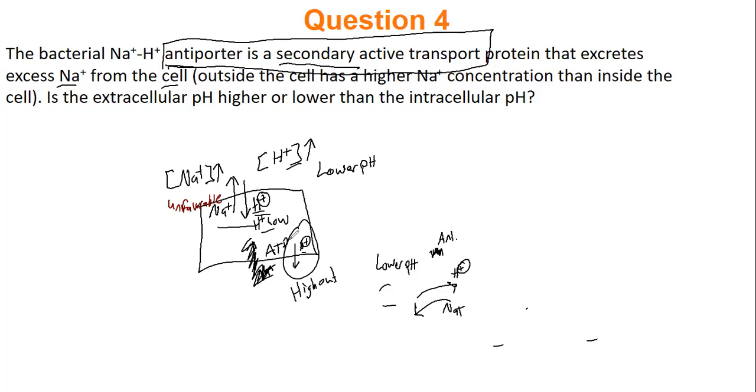This system breaks down if the inside of our cell becomes too acidic, becomes too many hydrogens. So we need to pump those hydrogens back out. How do we do that? Well, we have another separate protein that will do that itself through ATP. That makes sense?